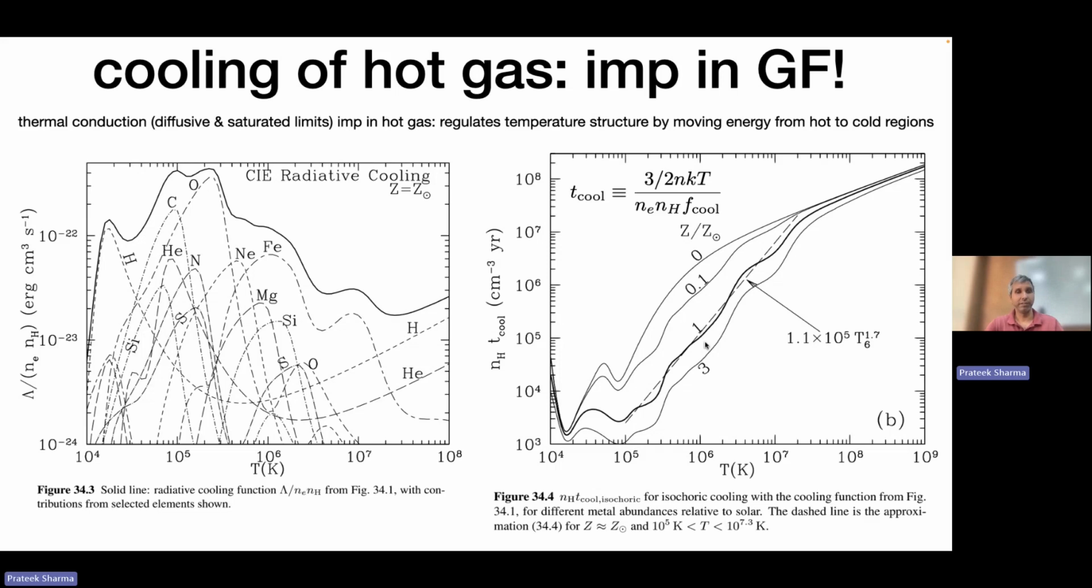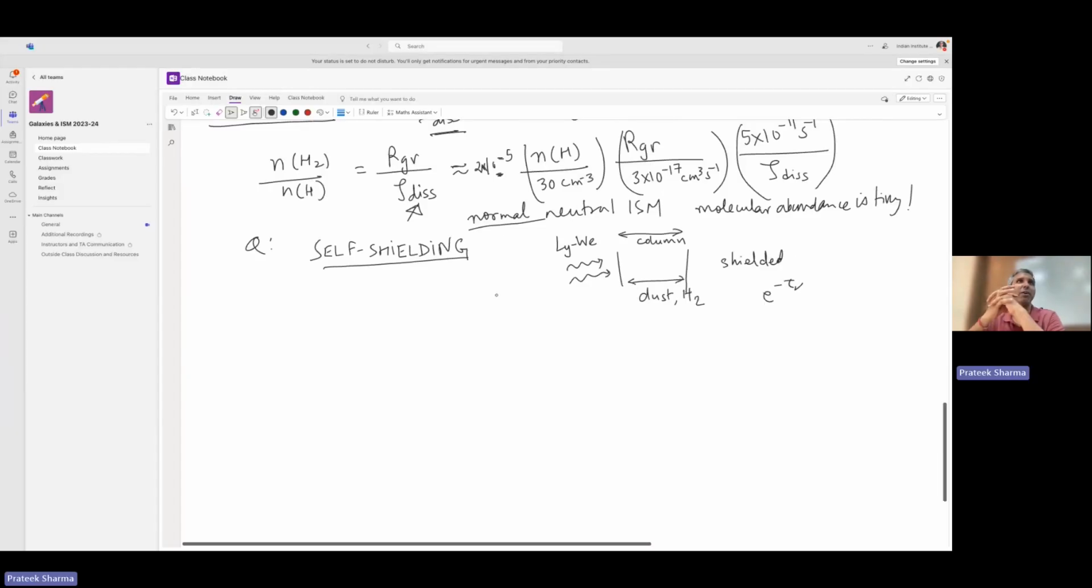Have you covered shocks? Have you done shocks in some other course? So you know the non-radiative shocks, the Rankine-Hugoniot jump conditions, you guys know? No? Let's actually quickly cover shocks.